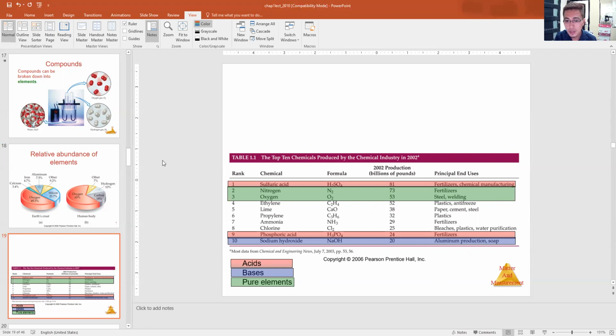It's an acid used for fertilizers, chemical manufacturing, and many different industries. It was produced at 81 billion pounds in the year 2002. The formula for that is H2SO4. Sulfuric acid is a combination of the elements hydrogen, sulfur, and oxygen, so it's a compound. Nitrogen, on the other hand, is an element, a molecule-based element.